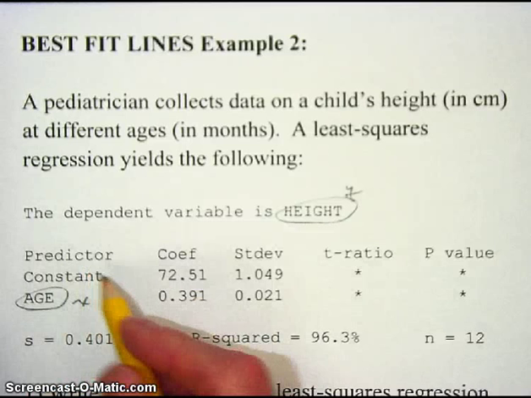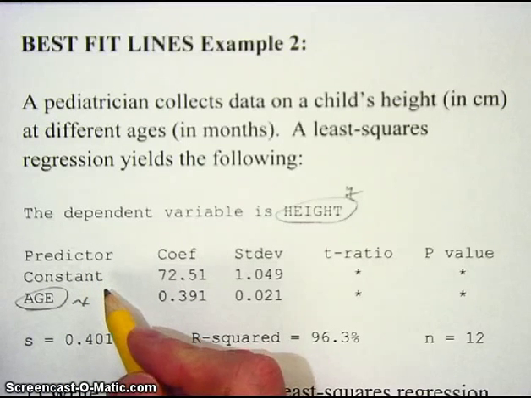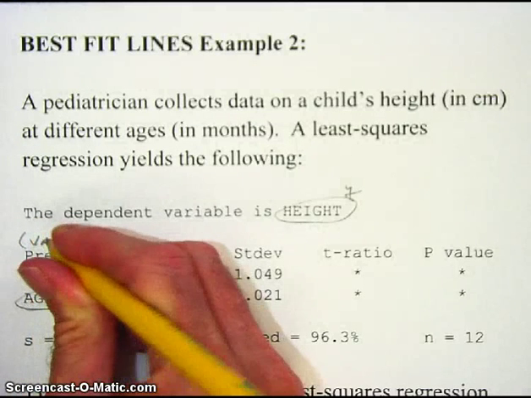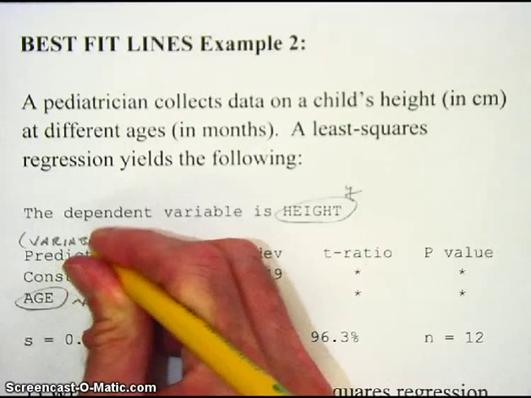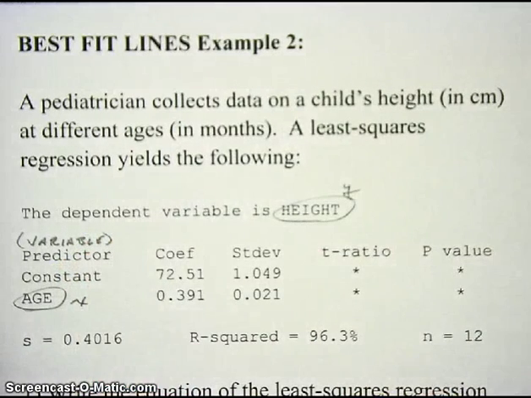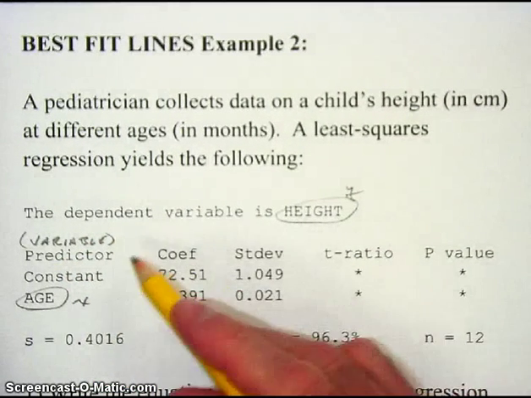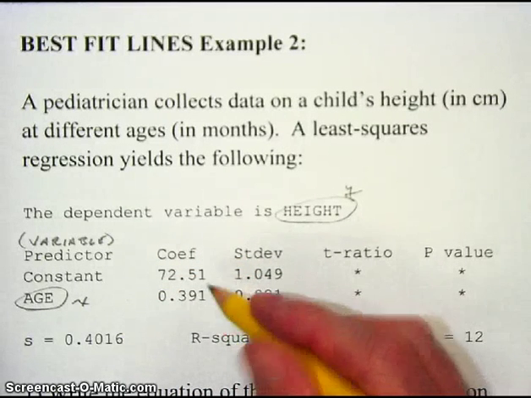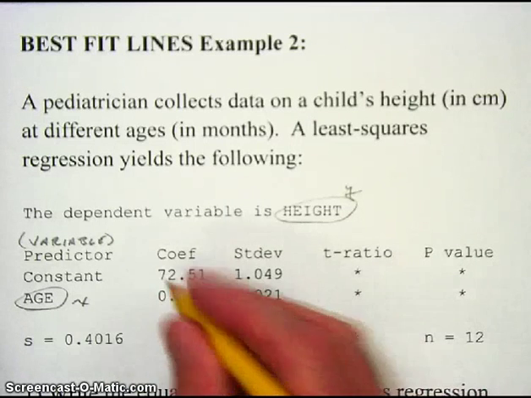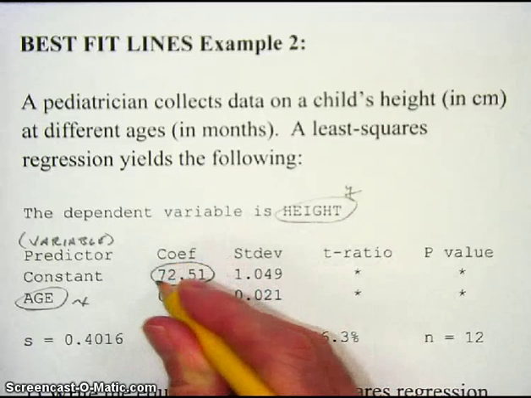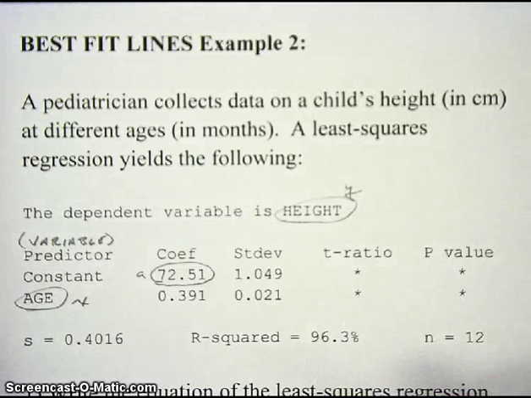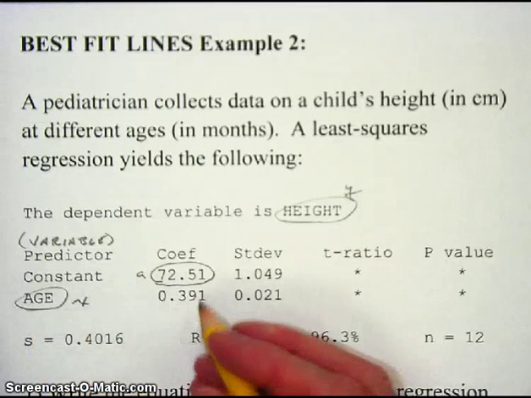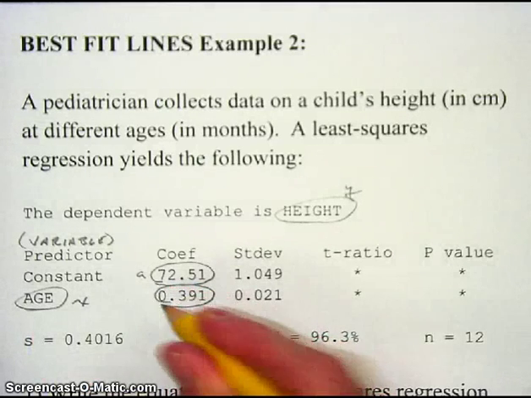and the constant is basically a placeholder for the y-intercept of our line. So instead of predictor, you might see the word variable written there, and you might see it either way. In the column next to the predictor or variable column, we have this coefficient column, and we have two numbers. This number right here is across from constant, so this is the number that represents the y-intercept, or a, in our regression equation. And then this number right here, the 0.391, is the coefficient that goes with age. That would be our b, or our slope.